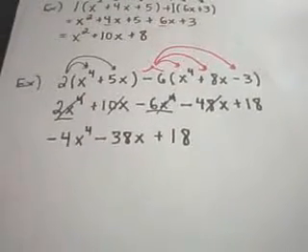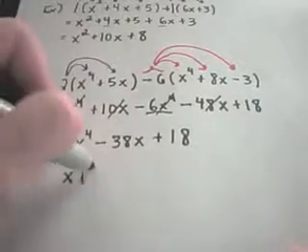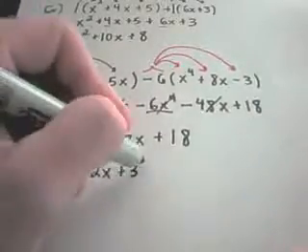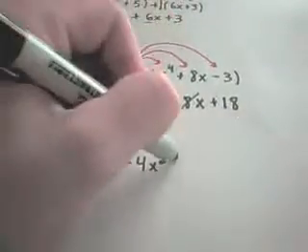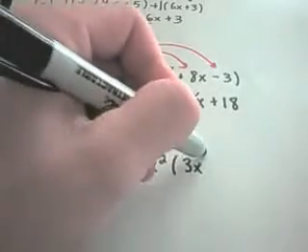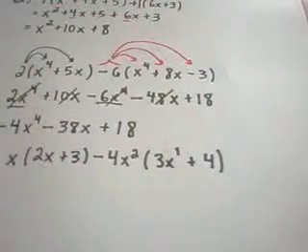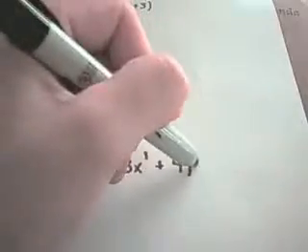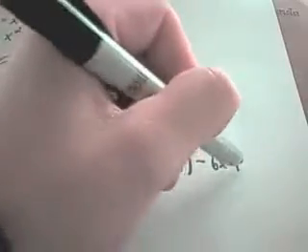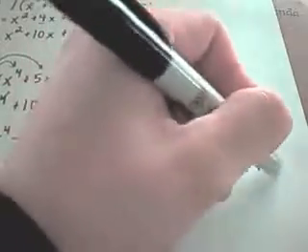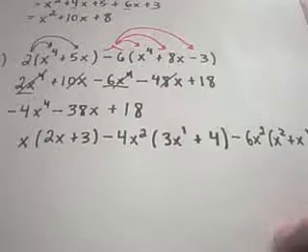Okay, let's do another example here, maybe one a little more complicated. Suppose we have x times 2x plus 3. We'll say minus 4x squared. Let's make it 3x to the 1st plus 4. Let's even throw one more in there, why not? So minus 6x squared times x squared plus x. Okay, so let me see if I can squeeze all that in there. I think I've got it all there.